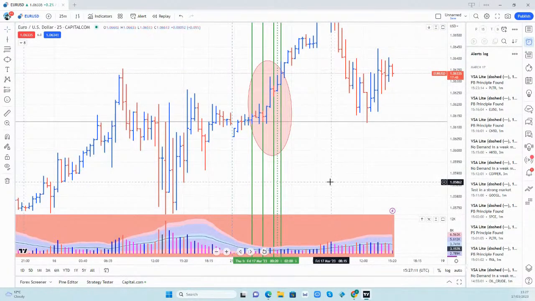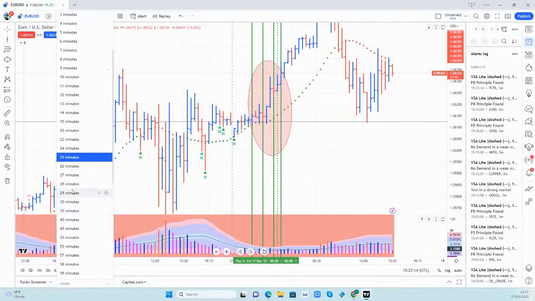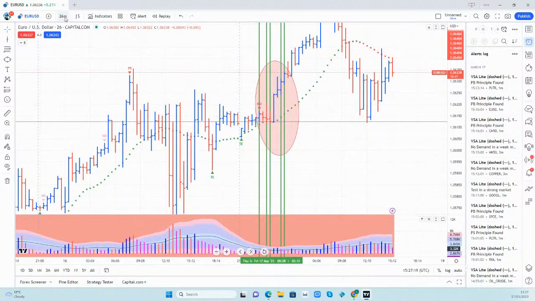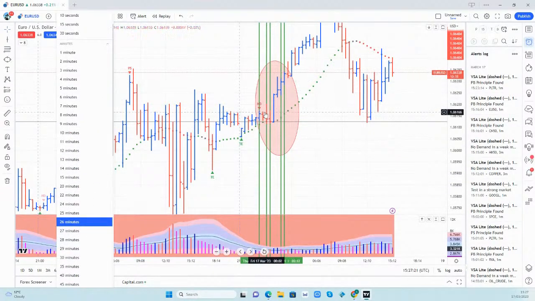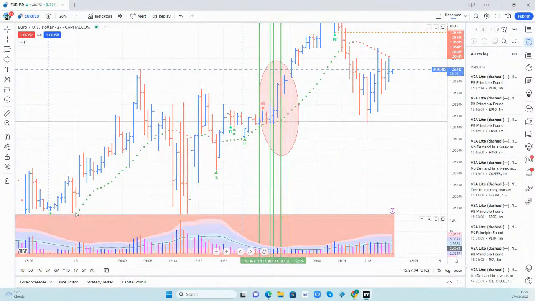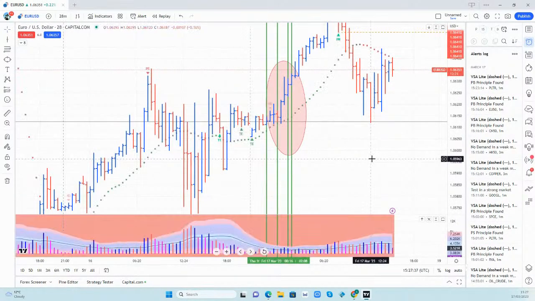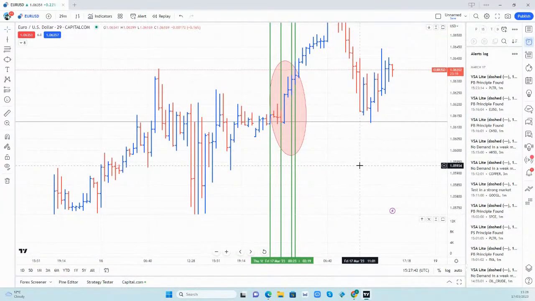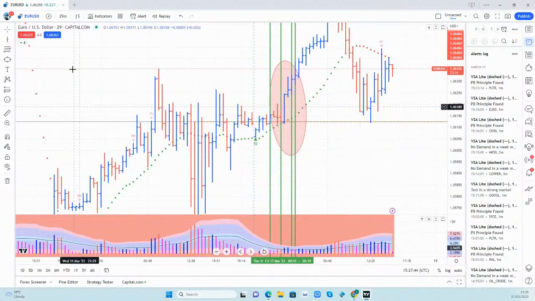25 minutes chart, 26 minutes chart, no demand, but it doesn't matter. We're in an uptrend. I will explain that if you are part of the room. Now, 27 minutes chart, 28 minutes chart, and 29 minutes chart, and 30 minutes chart, which is our chart.